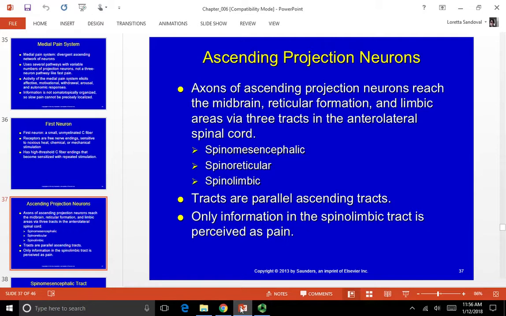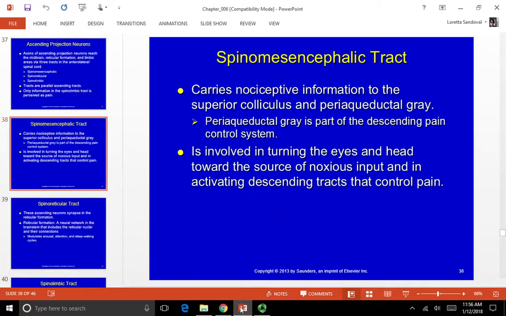So it's not a conscious perception. The spinomesencephalic tract carries nociceptive information to the 2 areas in the midbrain, and you don't need to memorize these, the superior colliculus and the periaqueductal gray area. The periaqueductal gray area is part of the descending pain control system, which we will talk about in Chapter 7. The reaction from the spinomesencephalic tract is involved in turning the head and eyes towards the source of the noxious input and activating those descending pain control tracts. So that's the main purpose of stimulating that tract.